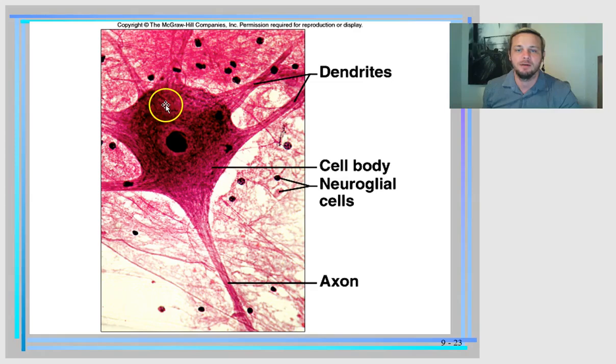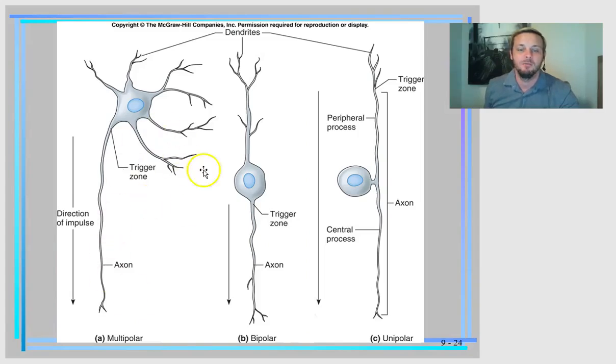And you see that you have these dendrites out here, the soma, and then the axon, and around it are a bunch of different neuroglial cells. We can break these neurons down structurally into three different categories. You can have your multipolar neuron, where you have lots of dendrites, the soma, and then the axon. You normally find these multipolar neurons in the central nervous system, so up in the brain and the spinal cord. There are a lot of these types of neurons.